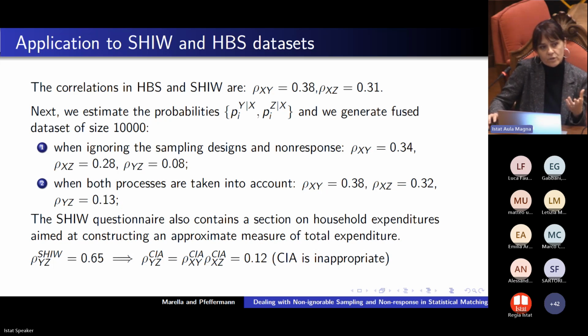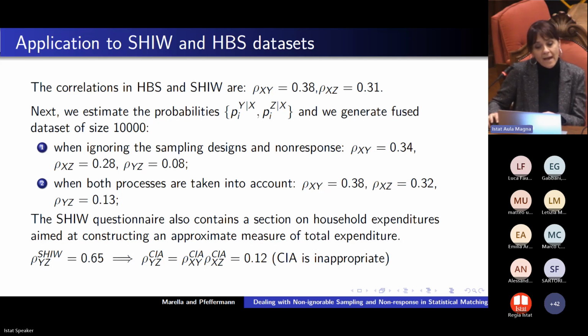And in the second scenario, we take into account both processes, and we obtain correlations that are closer to the true one. Notice that in SHIW, the Survey of Household Income and Wealth, there is a section regarding household expenditure. Then we can obtain from this survey an estimate of the correlation between income and expenditure, and in SHIW the correlation is equal to 0.65.